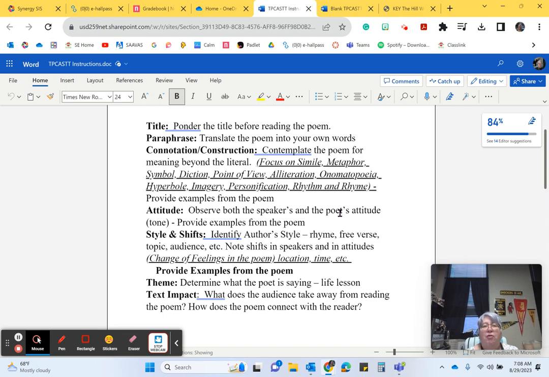Okay. Then attitude, that's the speaker and poet's attitude. How does the speaker or the poet feel about the topic of the poem? This is also known as tone. So you'll need to provide examples from the poem and an explanation. How do you know that's the tone?